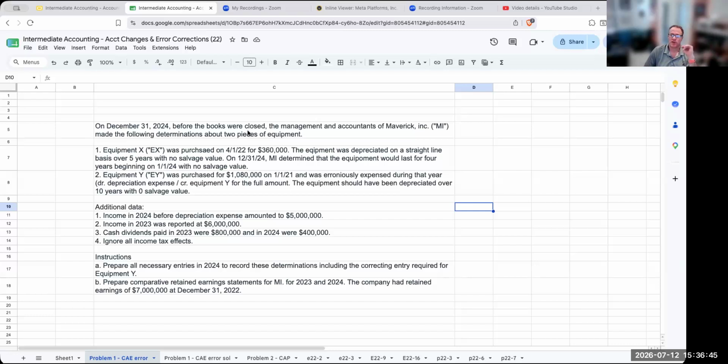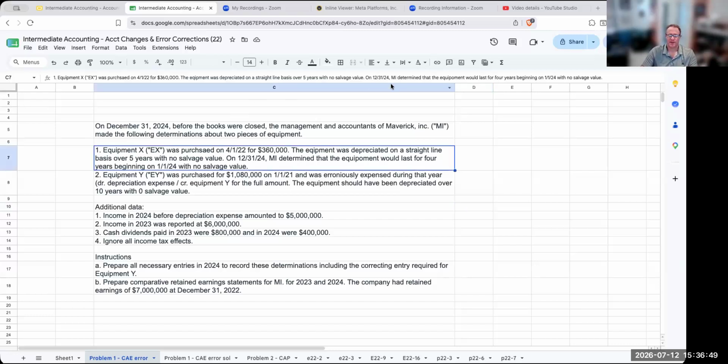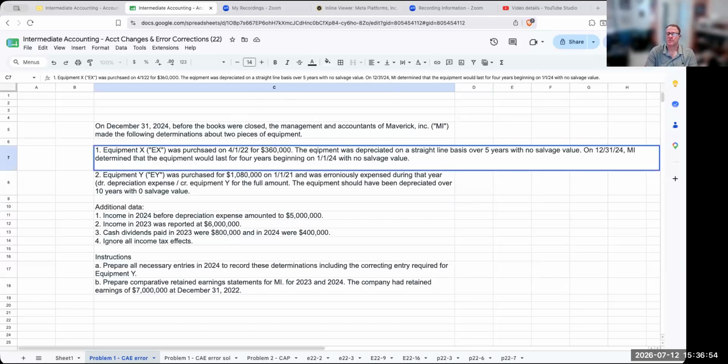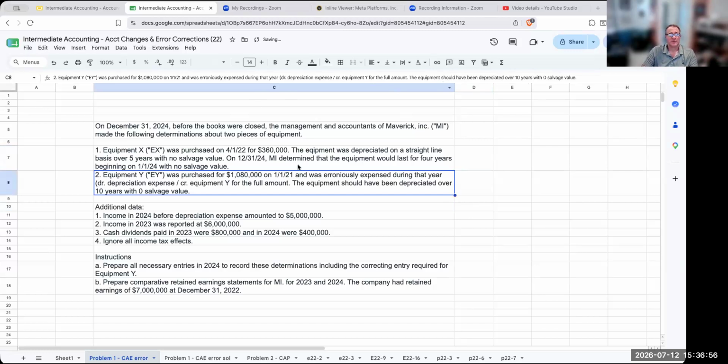On December 31st, 2024, we determined the equipment would last, by the way, always run spell check, I'm terrible at that, for 4 years beginning on January 1st, 2024 with no salvage value.